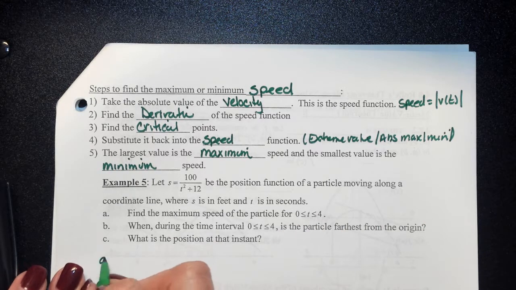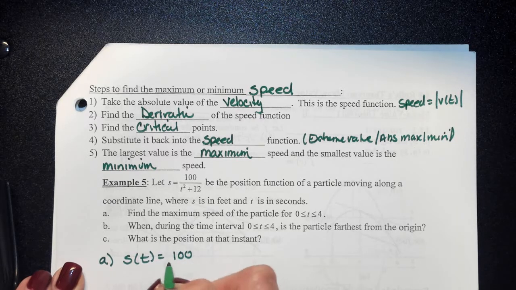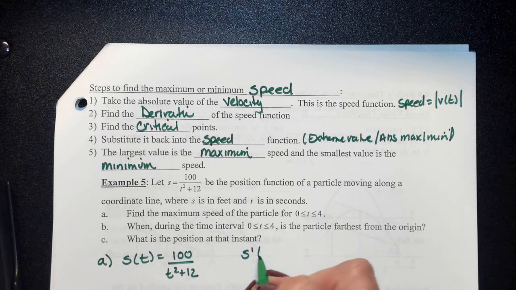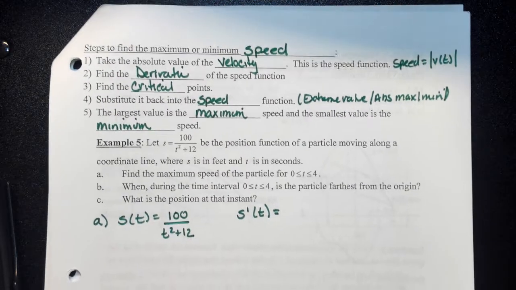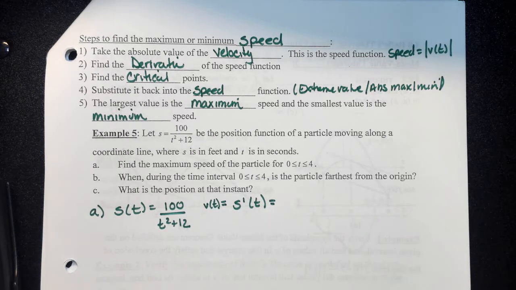So first of all, my position function is 100 over t squared plus 12. I want to find s prime of t, because the speed function is going to be the absolute value of the velocity function. And remember, the velocity function is the first derivative of the position function.